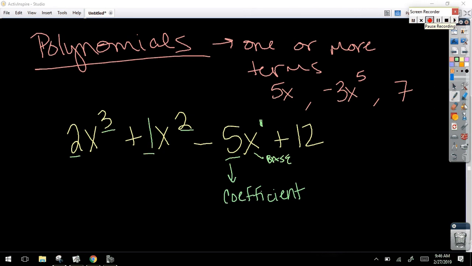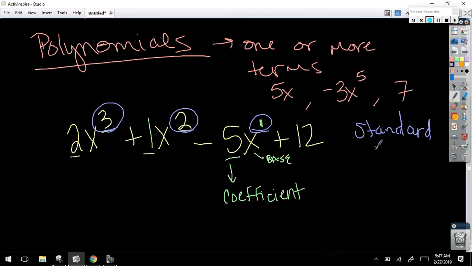All right, so notice something about this polynomial. All the exponents are in order, right? From biggest down to smallest. That's what we call standard form. So if it's not in standard form, you need to put it in standard form. So standard form goes from biggest exponent to smallest.